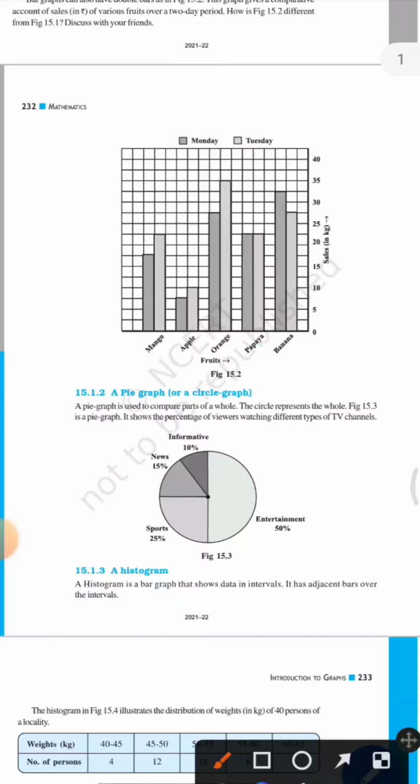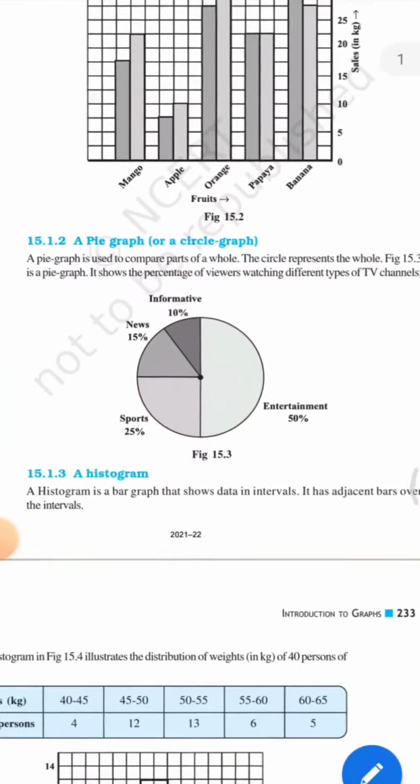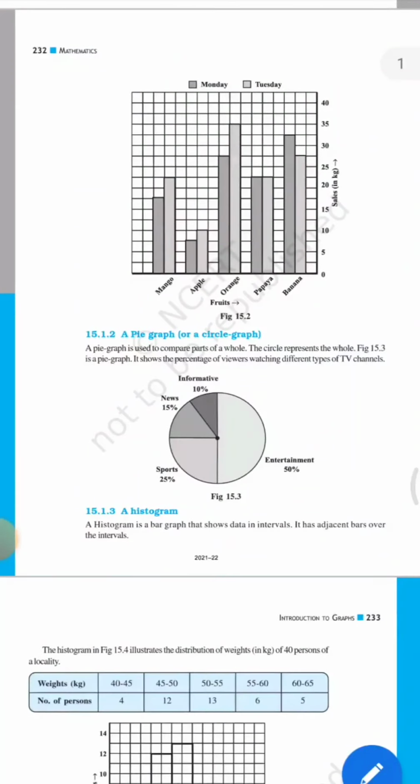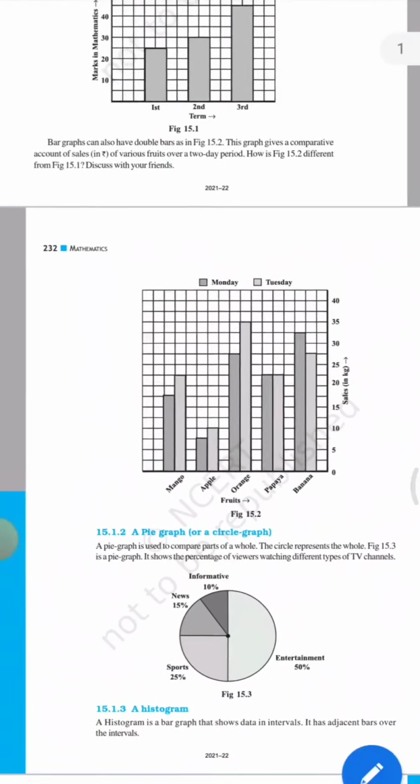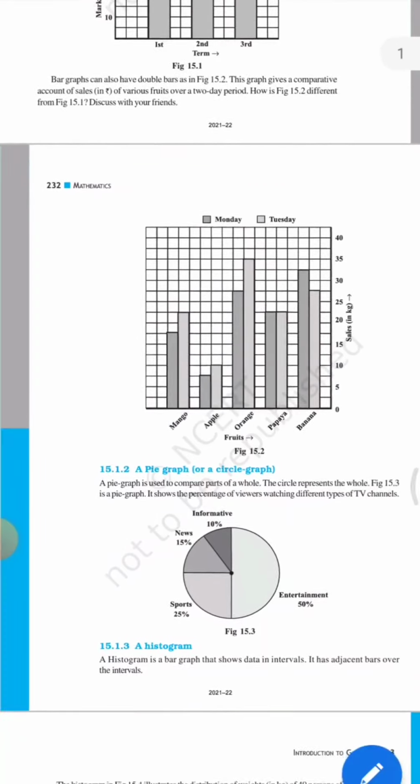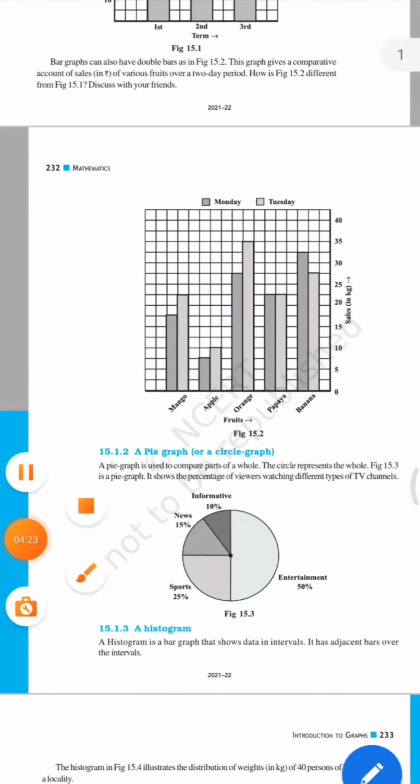Okay, so the double bar graph is showing the data in the form of graphical representation, and you can also compare these data with this double bar graph.